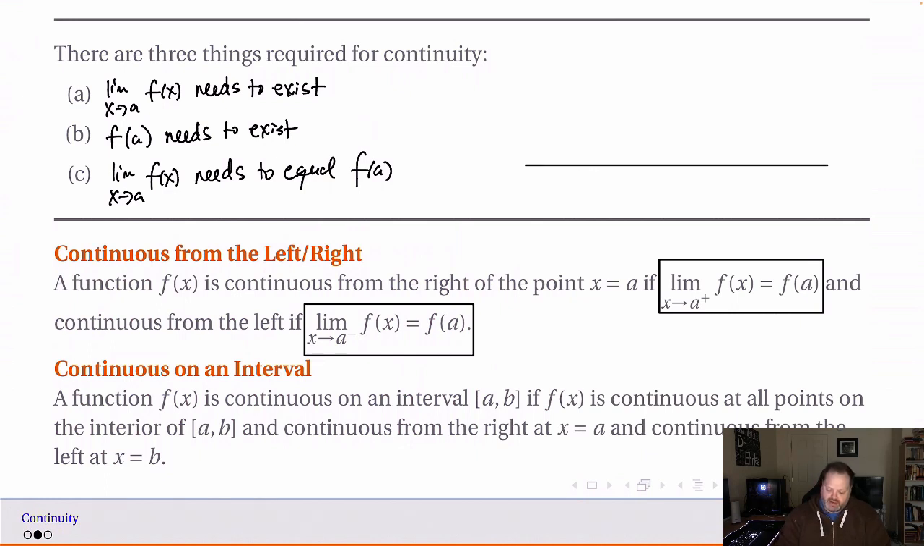Now, let's think about real quick what it takes to be continuous on an interval. So suppose I have an interval here, and we'll let it go from a up to b. And I have some function that I've defined on the interval. I don't really care what the function looks like. Let's say it looks like that. What does it mean for that function to be continuous on that entire interval?